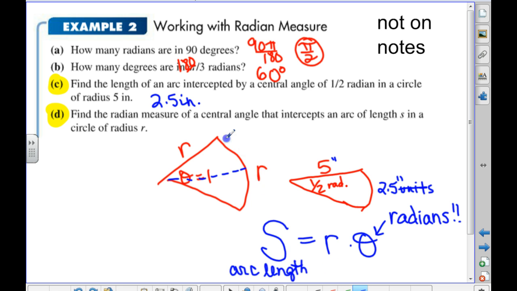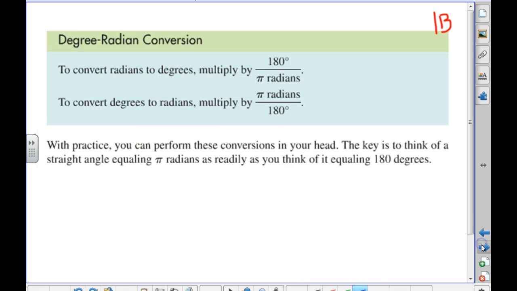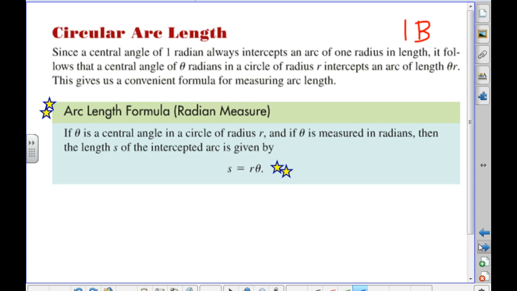S is arc length, so it is this distance here. This should have been labeled S if we were talking about it as an arc. R is the radius, and this is the central angle, and it must be in radians. This is already on page 1B. S equals R theta. Somebody got that one somewhere? At the bottom of 1B? Yes? Am I lying about that? Okay, bottom of 1B right here.